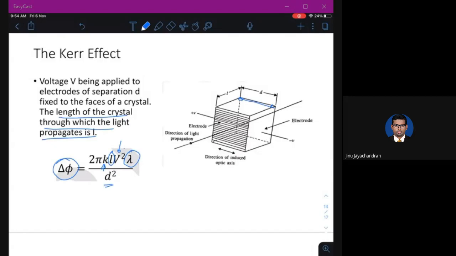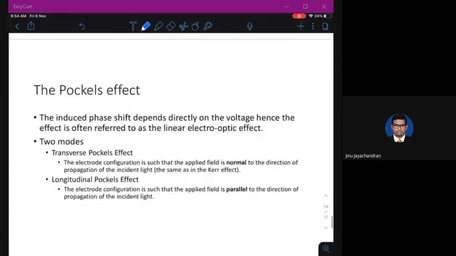So you will know the phase difference between the two components of the polarization once it emerges out of the material. This is called the Kerr effect. The important thing to note here is that delta phi is proportional to the square of the voltage applied. This is called the Kerr effect.